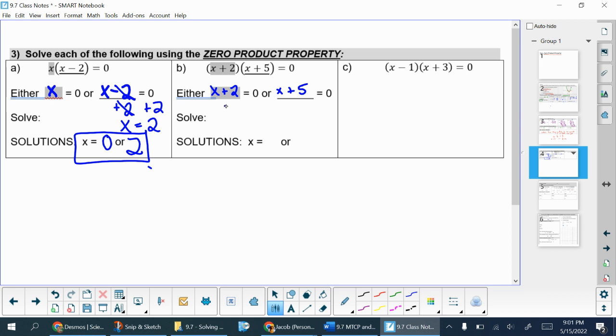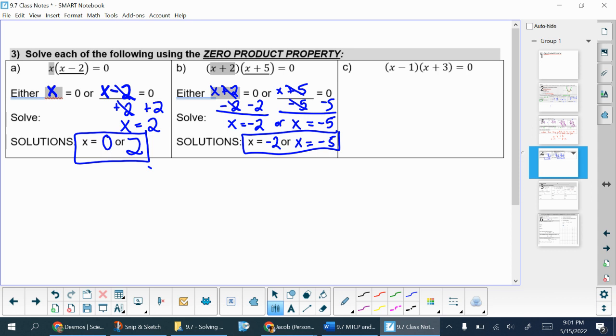Here I see plus 2, so I'm going to have to subtract 2 from both sides. Cancel that out, and I get x is equal to negative 2. On this side, I see plus 5, so I know I'm going to need to subtract 5 from both sides. Cancel that out, and I get x equals negative 5. And that's an or statement. Either x is negative 2 or x is negative 5. I get two possible solutions there.